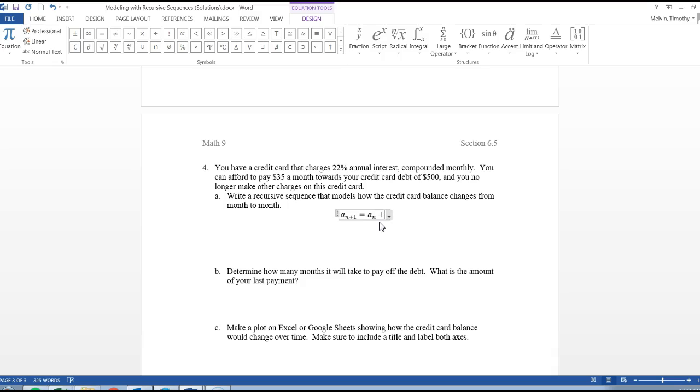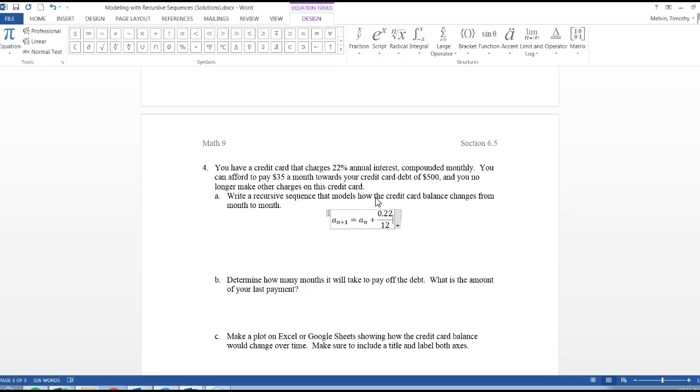And then we have to add interest. The credit card is going to charge you 22%, 0.22, but that's annual and compounded monthly. So I'm going to divide that by 12, and I click on the space bar to make it look like a fraction, and then times a sub n. So again, looking at this, a sub n is your previous month's credit card balance, and then the 0.22 over 12 times a sub n is the interest the credit card is going to charge you, and then you are going to pay $35 to reduce your debt.